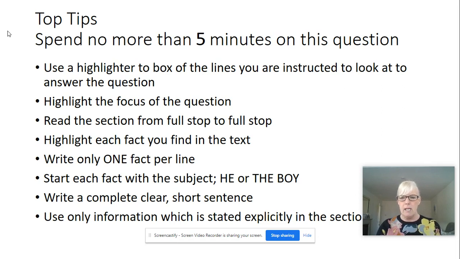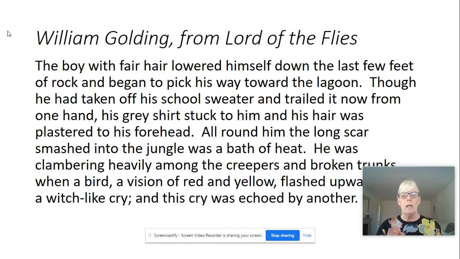So now let's have a look at the text that we're going to use today. And I've chosen just a short beginning piece from William Golding's The Lord of the Flies. So I'm going to read it to you. Please follow through with me.